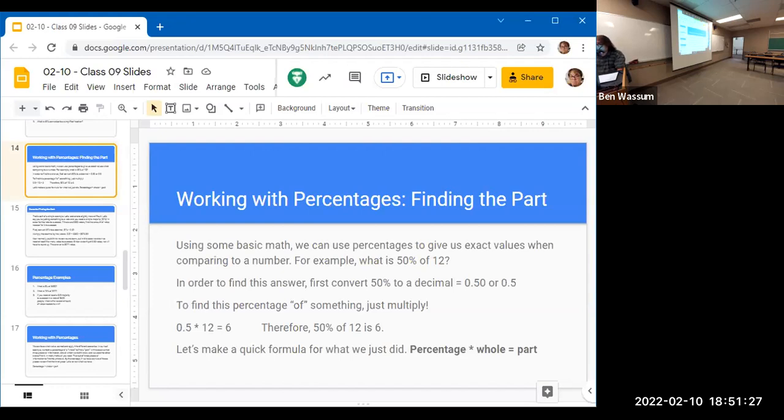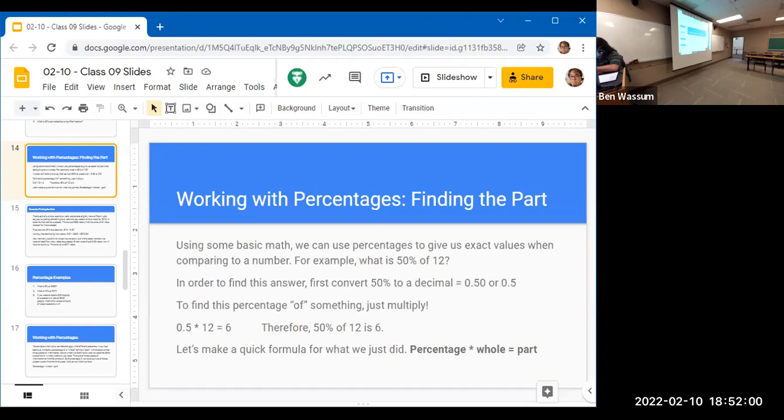So in order to find this answer, you can take that 50% and convert it to a decimal. So you'd have either 0.50 or 0.5. That 0 on the end of the 0.50 doesn't much matter, so you can look at it either way. And if you want to find the percentage of something, all you gotta do is multiply. So to find 50% of 12, you can take that 0.5 and multiply it onto the 12. So you end up with a 6 there.